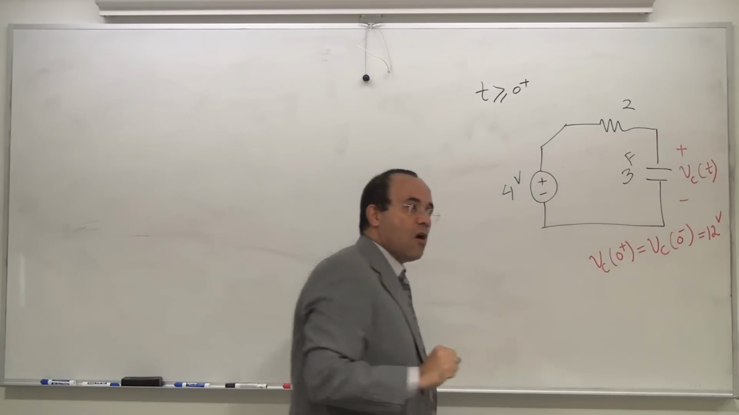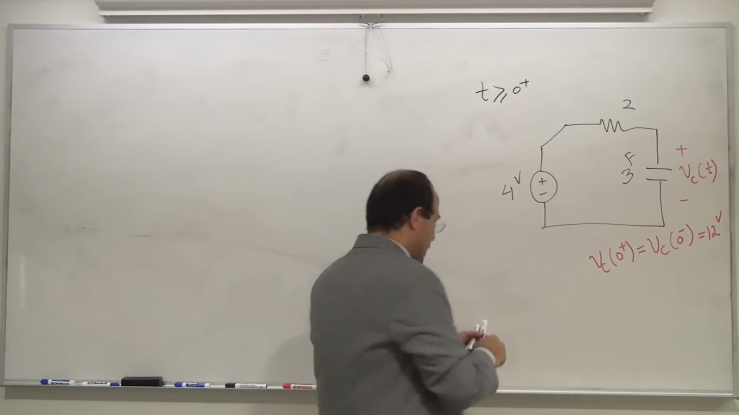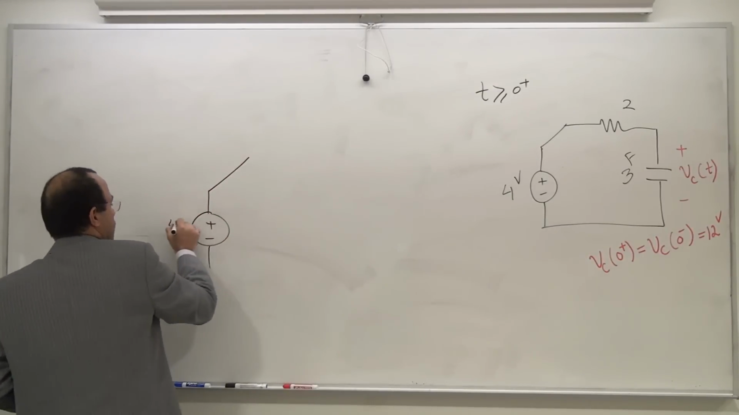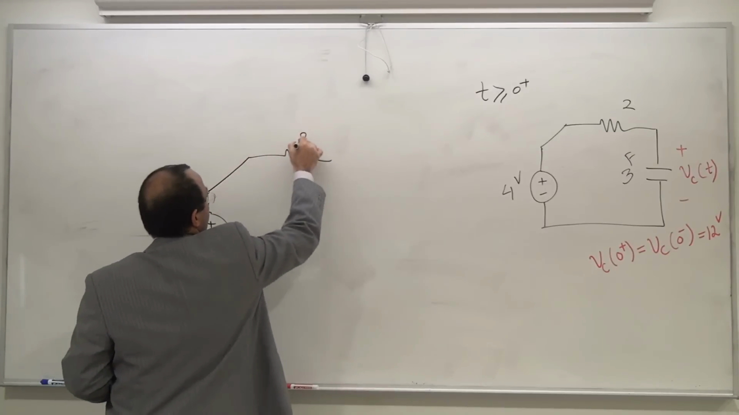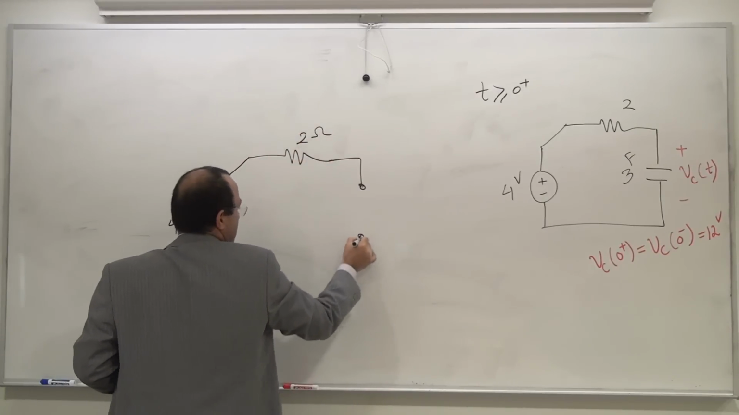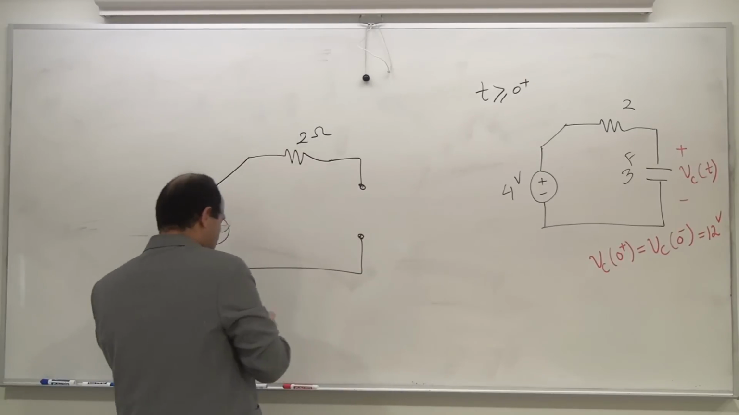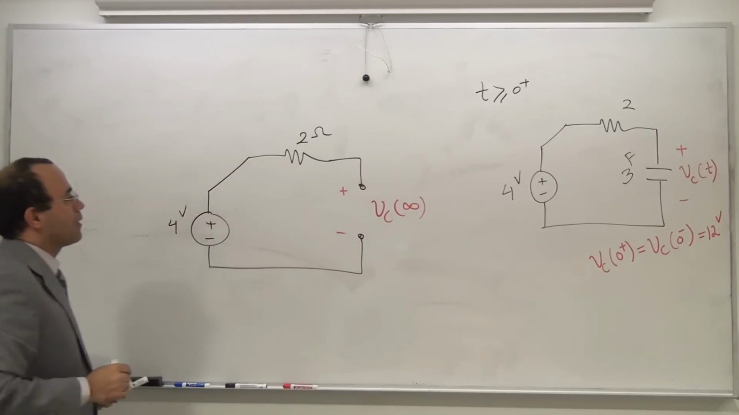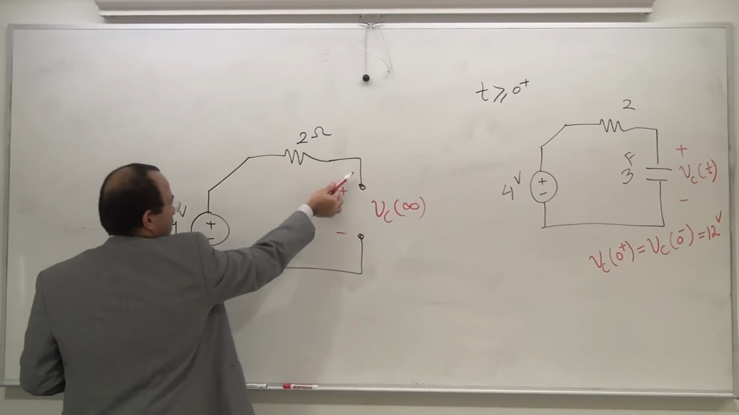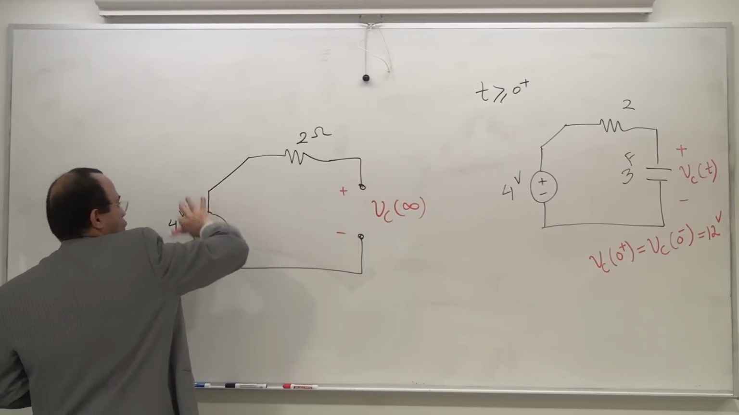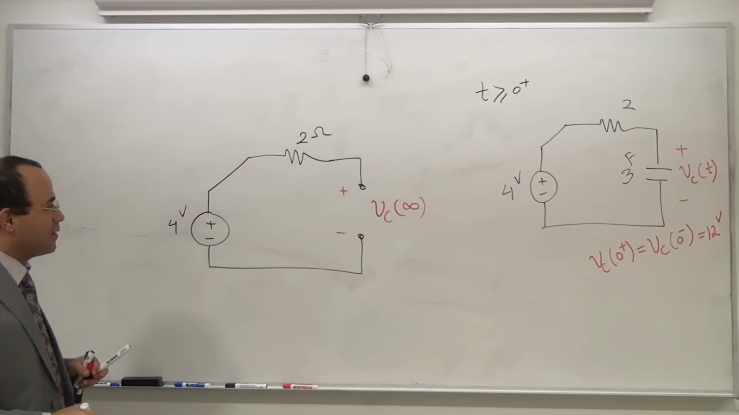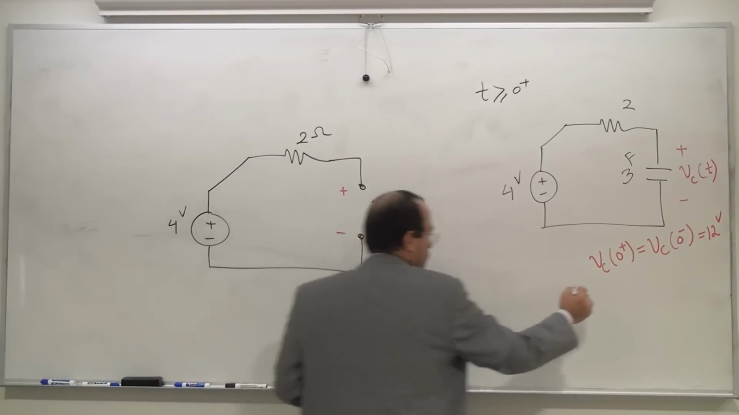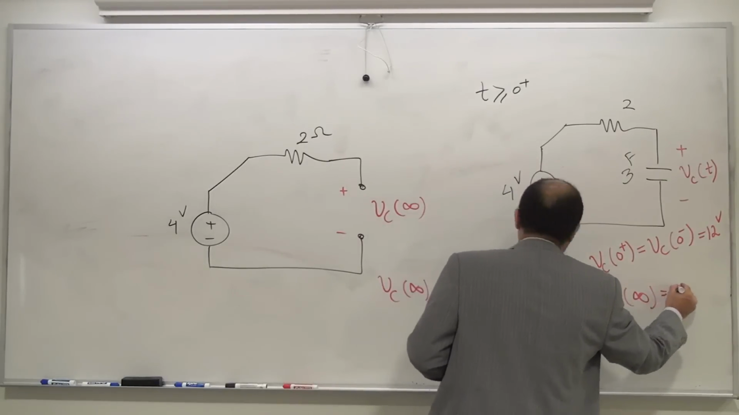Let the system go for a long time. As the system goes for a long time, the capacitor once again is going to act like an open line. So that's going to be 4 volts, that's going to be 2 ohm, and then it's going to be this one. Now I'm ready to label this VC of infinity, plus and minus. Again, the same concept applies. This is 0, the voltage drop is 0, the 4 volts is going to drop itself across the capacitor, and therefore VC of infinity, I want to write it down here, is going to be 4 volts.